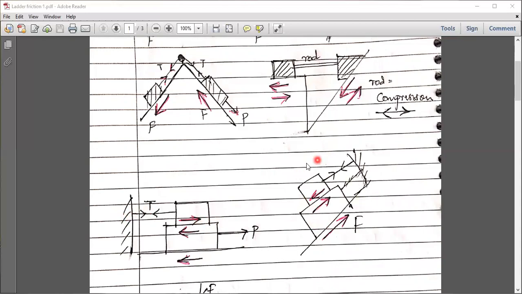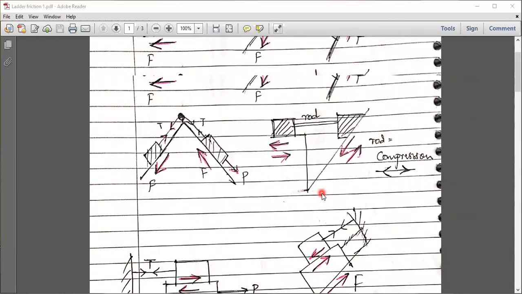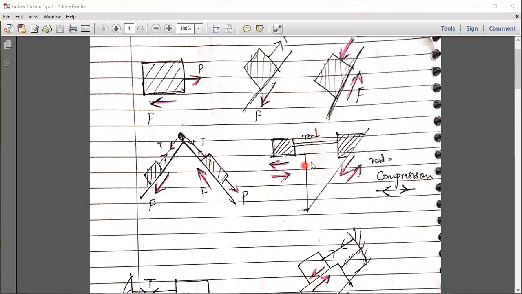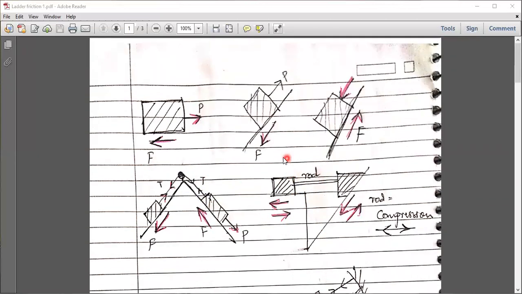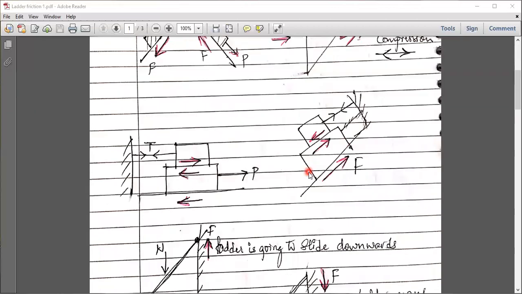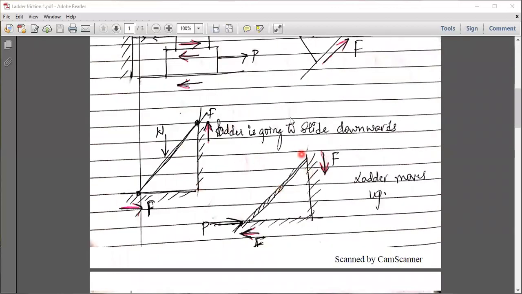The same one when there is an inclined plane. So these particular sets of examples you have gone through in the last week. I hope you all have understood the numericals and tried to solve them also. I will be taking up the ladder friction today.